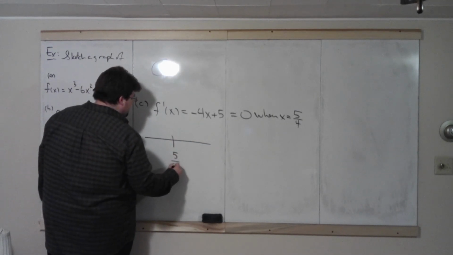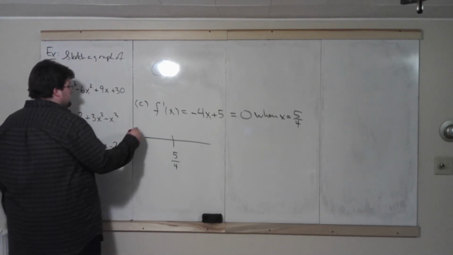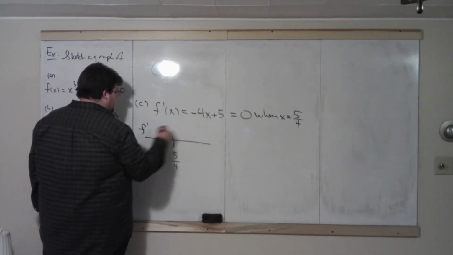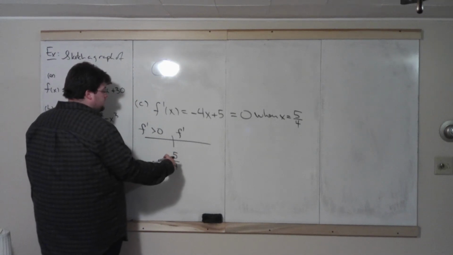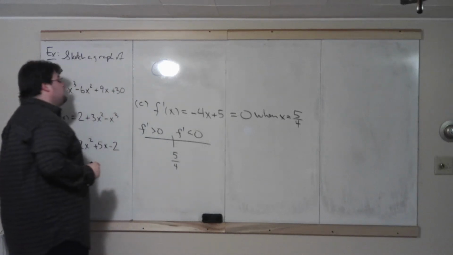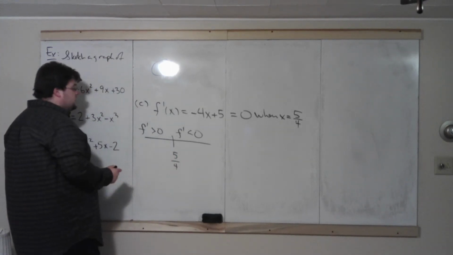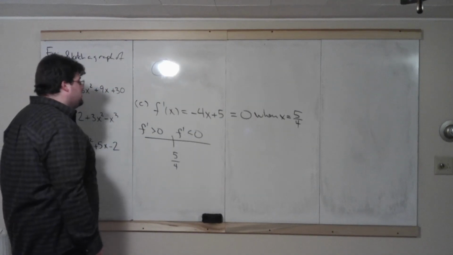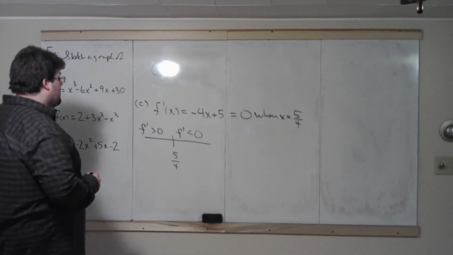So we'll break our interval. Here we have only one point that we're breaking our interval on, 5 quarters. F prime on this side, so let x equal 0, f prime is positive. F prime on this side, let x equal, say, 10,000, negative. If you have a fraction, you don't want to think of where the fraction actually is, just pick a number way away from it that's still in the interval. 10,000, you get negative 39,995.